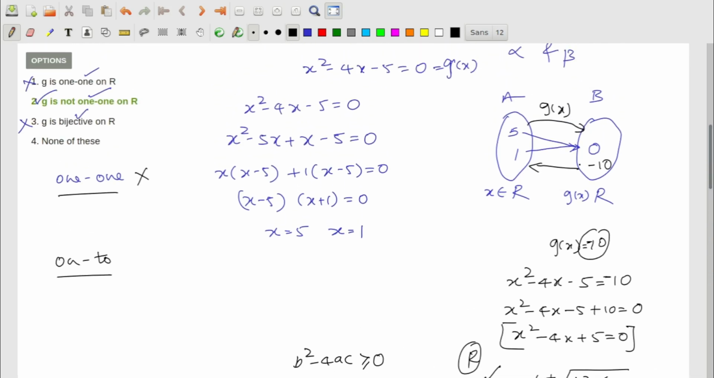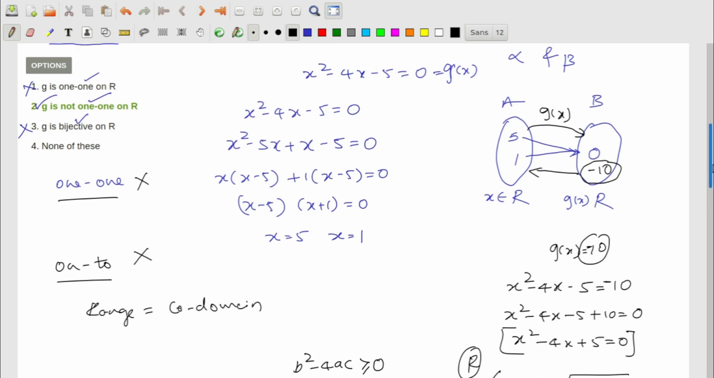So what does it mean? Range is not equal to codomain, because what is codomain? All the real numbers, but this minus 10 is not having a pre-image in the first set. So range is not equal to codomain, hence the function is not onto. Fine. Okay, so actually it won't take this much time.